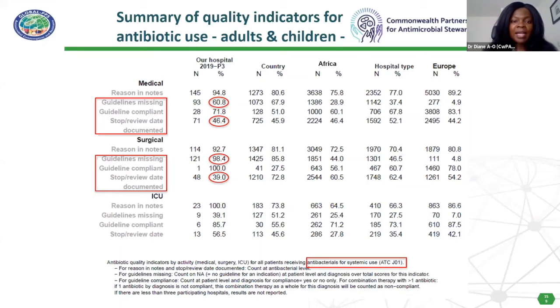So anyways, just highlight very quickly here, you can see that from a medical point of view, guidelines were missing for 60% of the patients. Stop or review date was missing for 46%. So you may want to focus on that from a medical department point of view. And then for surgery, 98% had missing guidelines and 40% had missing stop or review date. Most people chose surgery, but there was some information there around missing guidelines from medical prescribing as well.